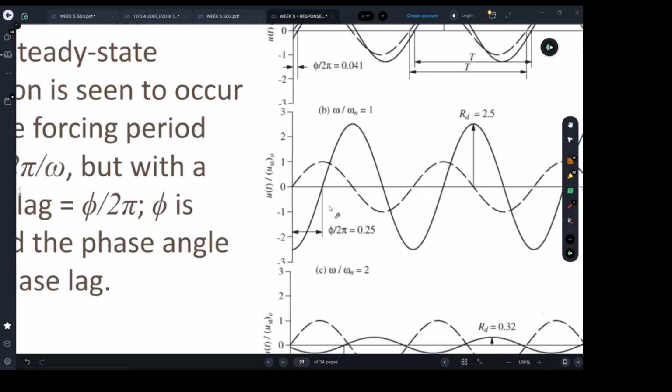Now this slide is talking to you about the lag. As I said, the lag is defining the difference between the same points. Here, if you've got a peak, this is where the dynamic is peaking, and this is where the static is peaking. So this distance is usually the phase lag.